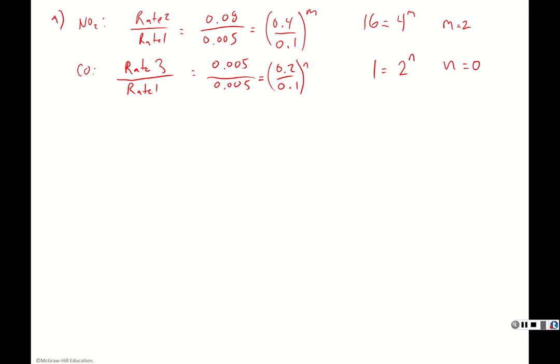So now we can write our rate, it's going to be K times NO2 squared times CO to the 0, right? CO to the 0 is just 1, so we can write this as just rate constant times NO2 squared. So overall, it's second order.